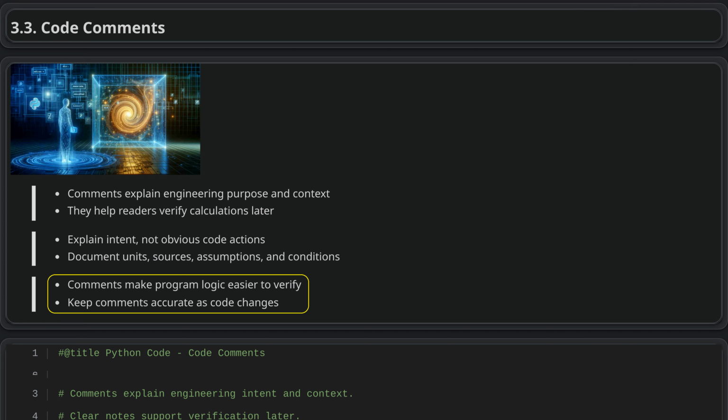Comments make code easier to verify by explaining the program's logic and the purpose of each section. In engineering, they are especially important for noting assumptions, unit conversions, and how data should be interpreted. Comments should be concise, accurate, and kept up to date so they support the calculations rather than mislead future readers.